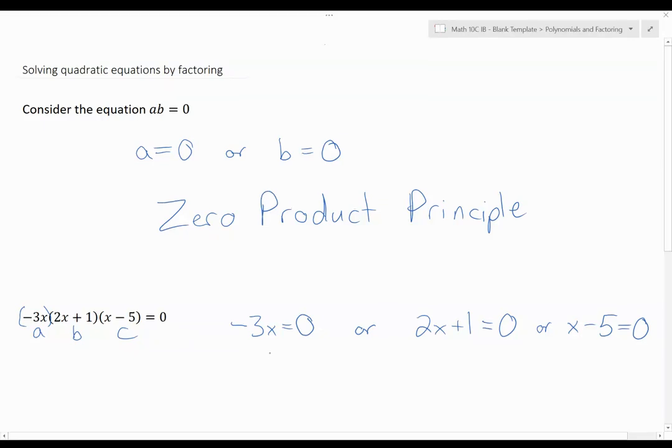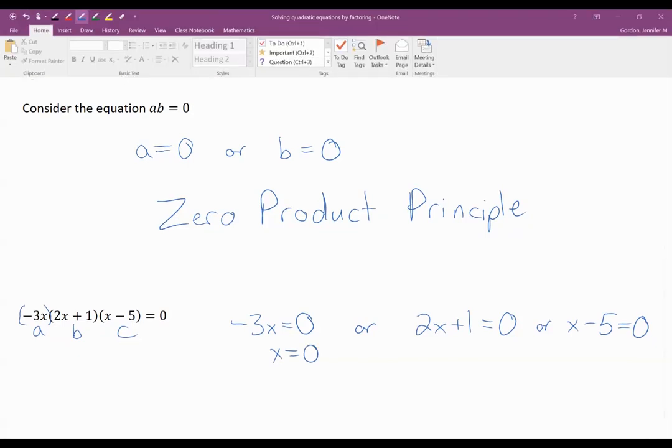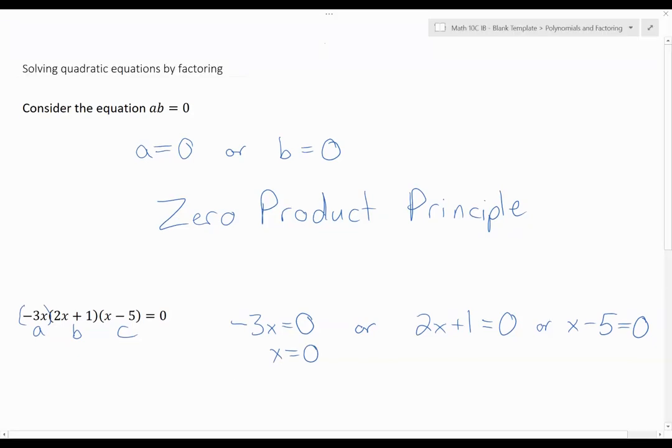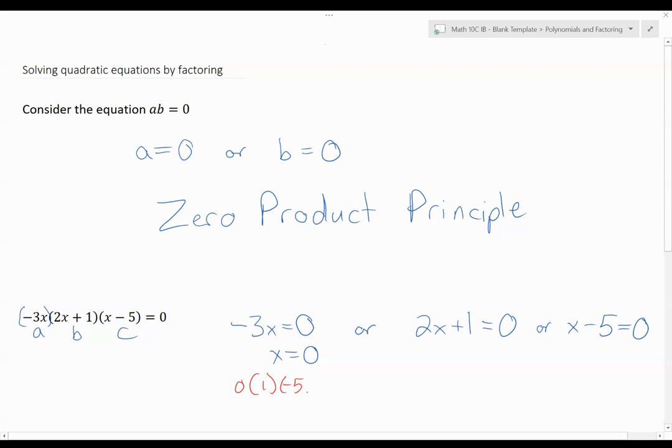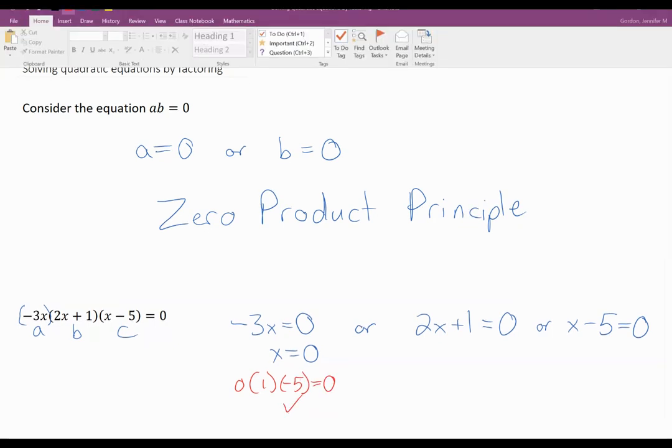So in other words, if x equals 0, and I substitute it into this original equation, then what I get is negative 3 times 0, which is 0, times 2 times 0 plus 1, which is 1, times 0 minus 5, which is negative 5. But when I multiply those three things together, I get 0. So that original equation is correct.